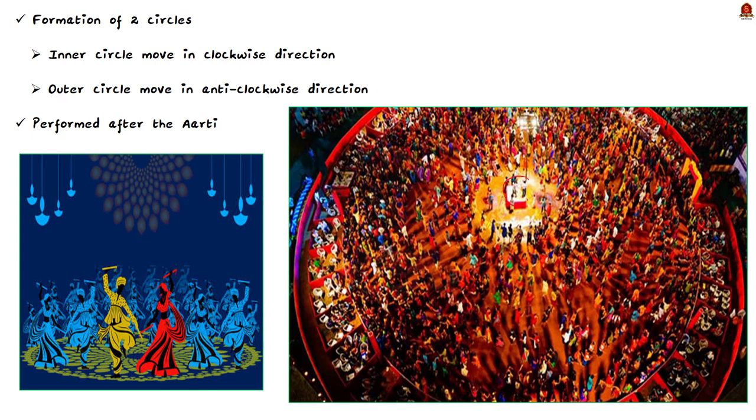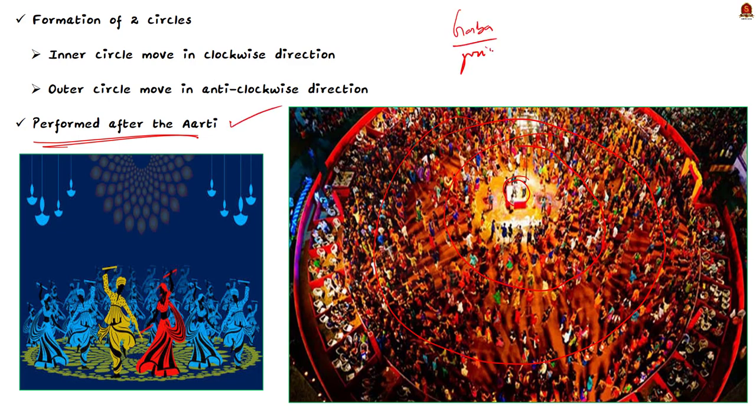People assemble in two circular formations with the inner circle moving in a clockwise direction and the outer circle moving in the opposite direction. Though often clubbed with another dance form called Garba, it differs from Garba. The celebrations start after the performance of the ritual of Aarti, whereas Garba is performed prior to it.